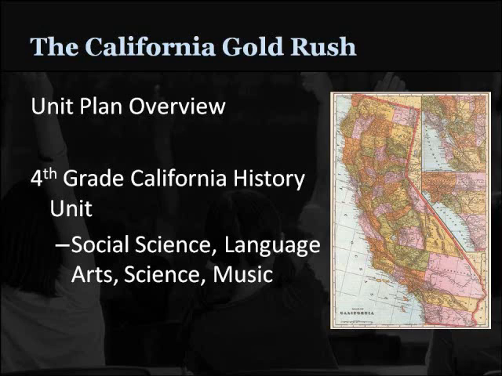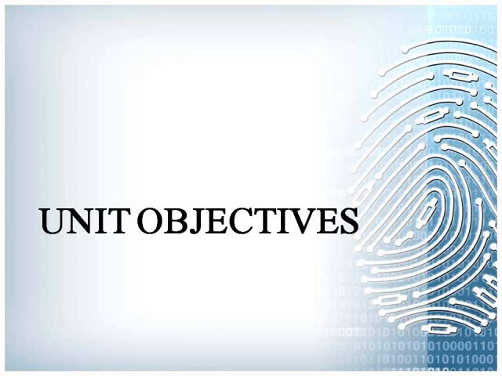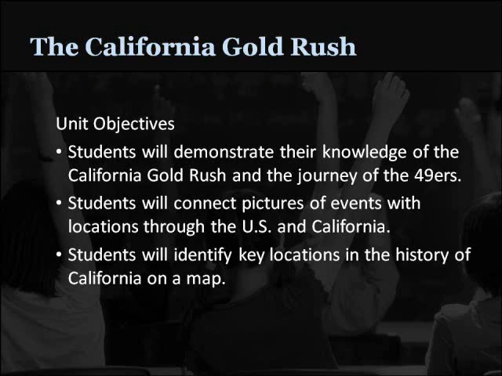It's going to be focusing primarily on social science standards, but it's also going to touch on the language arts, science, and music as well. The overall student objectives: students are going to have a variety of tasks, but the ultimate goal is to have them learn about California history. Students are going to learn about the people, the events, and the places located throughout California during the Gold Rush time.